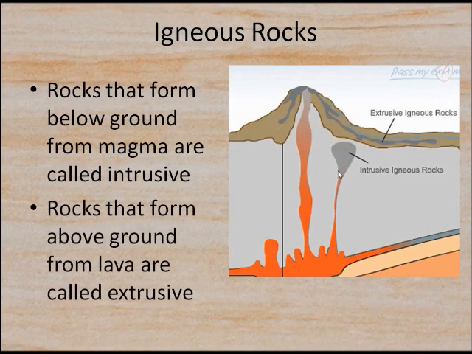The other type of igneous rocks are rocks that form from lava, from magma that's escaped the earth and is now on the surface. We call these extrusive rocks, and extrusive reminds me of exit. So these are formed from lava, which has exited the earth and is now on the surface.